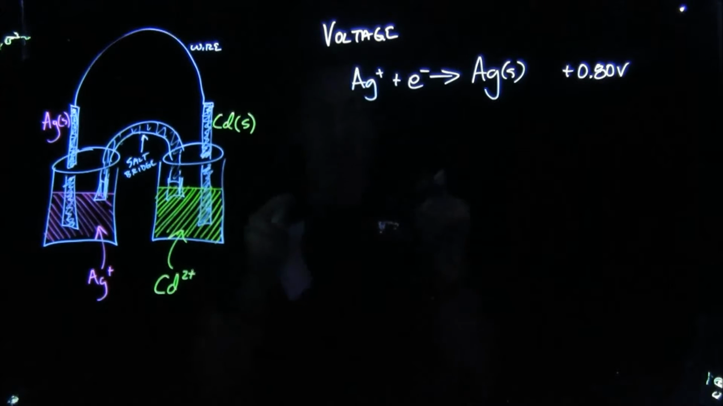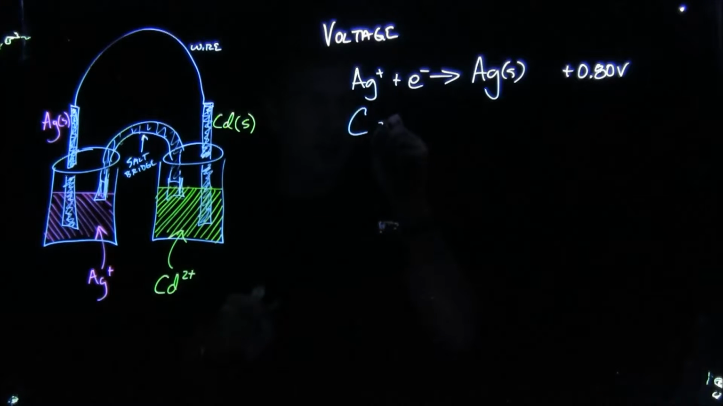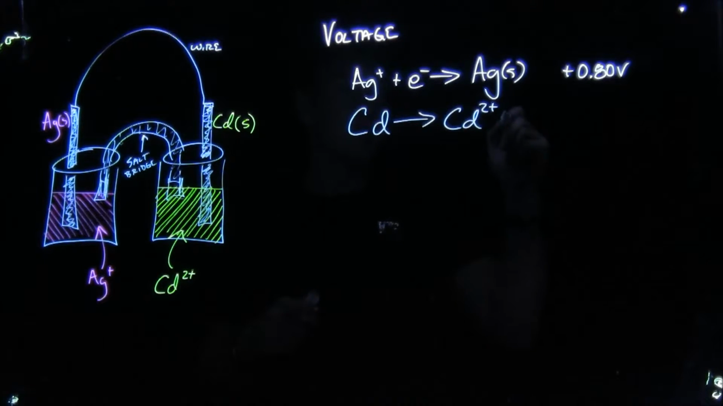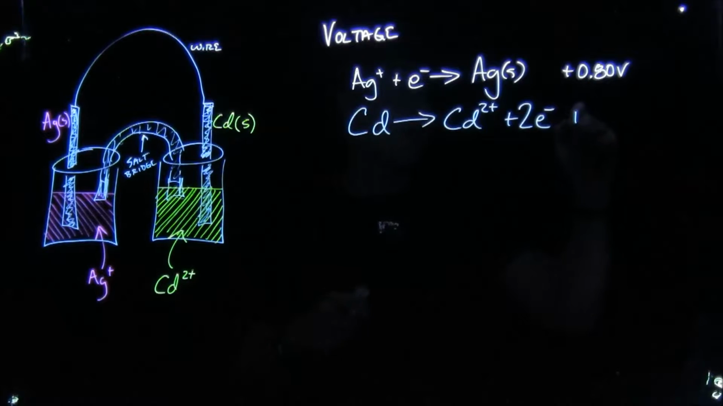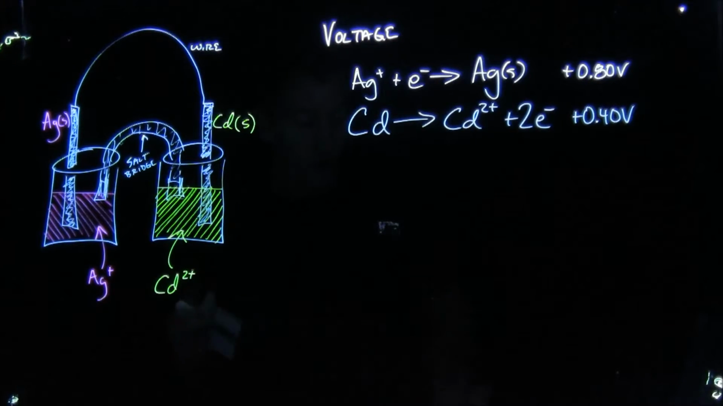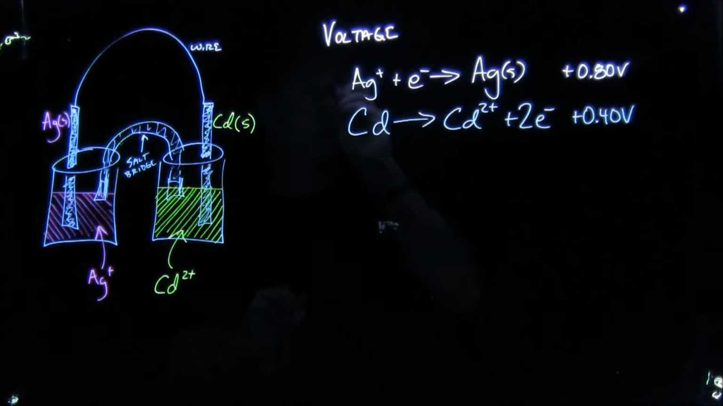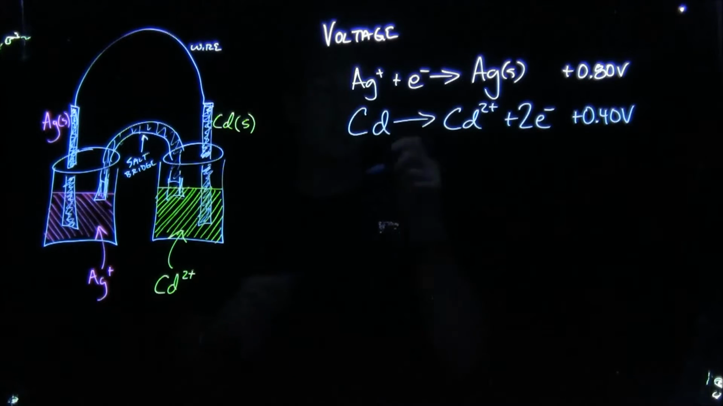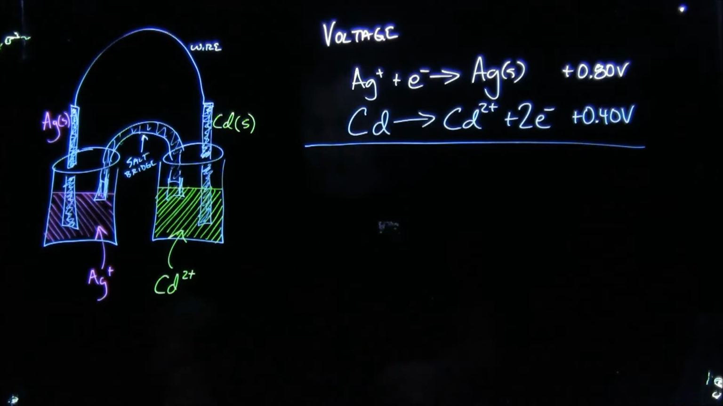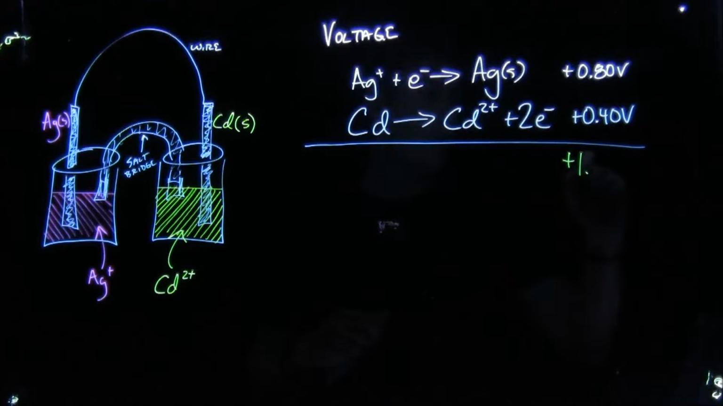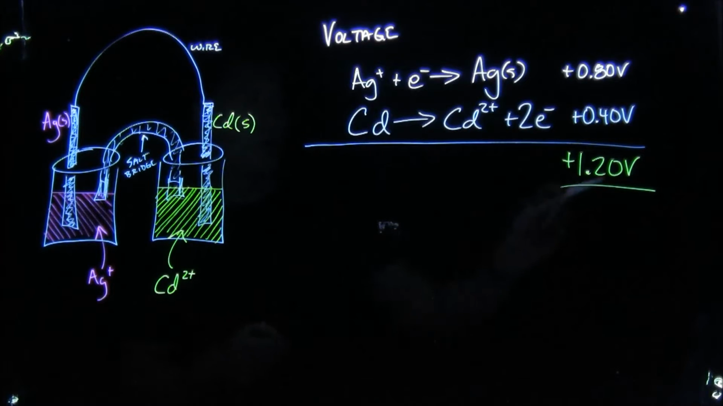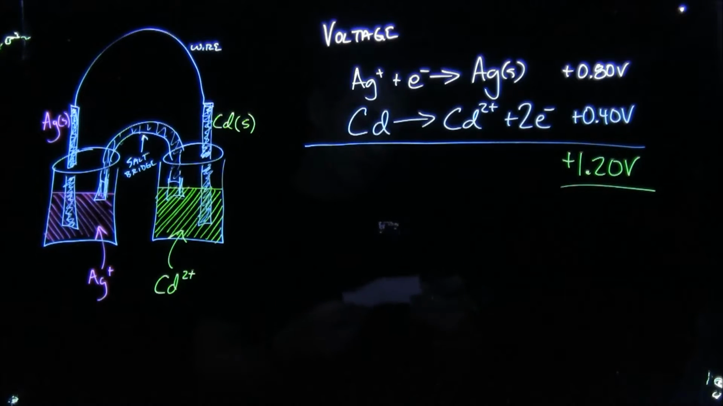All right, so we're back. So we will rewrite that as cadmium breaking down into cadmium 2+ and 2 electrons at positive 0.40 volts. So our overall voltage, now that we have one reduction and one oxidation, we add that up and it comes out to be positive 1.20 volts. All right, so that would be our overall voltage, 1.20 volts.